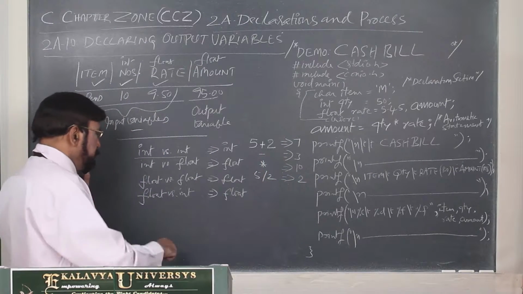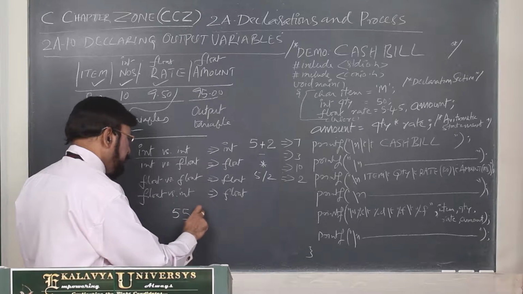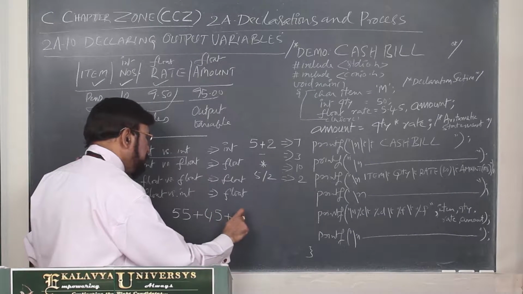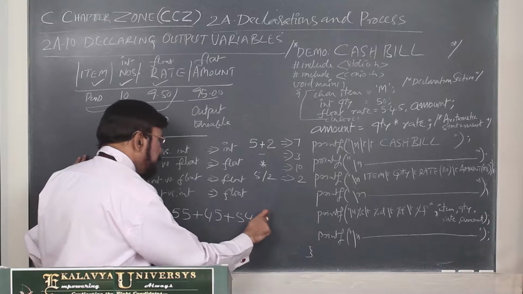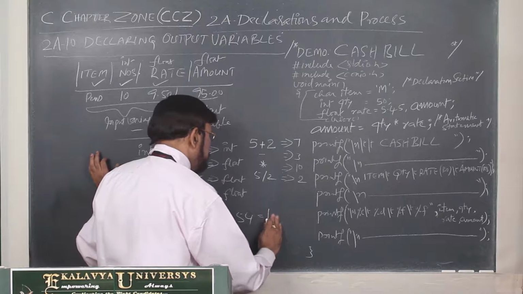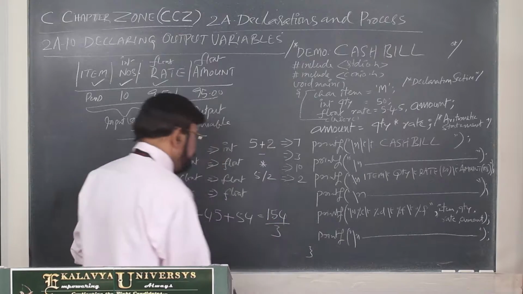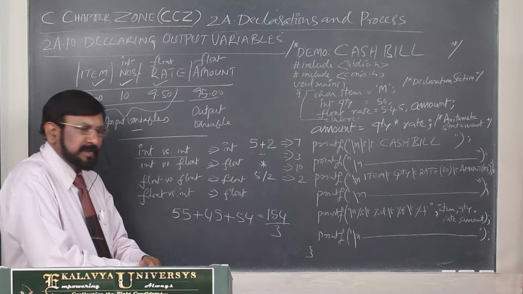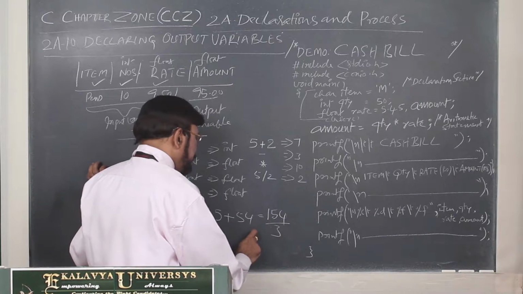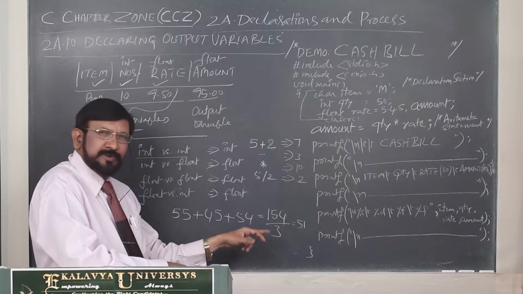One more example I tell you. You have 3 papers, that is 55, 45 plus 54, then 154 by 3. You want to know the average marks. Average marks you expect to be 51 point something, but you get only 51, because this is an integer, and this is also an integer, integer by integer.